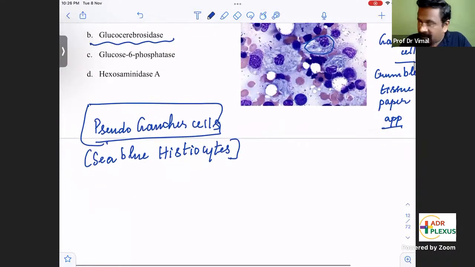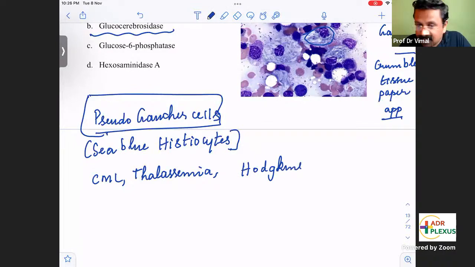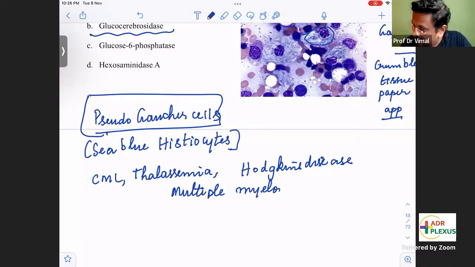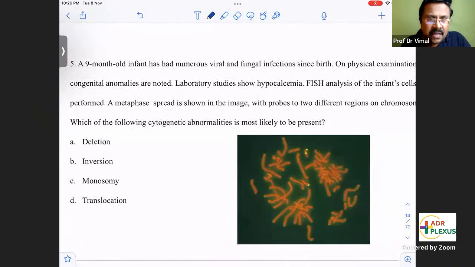Which conditions? It is seen in CML, thalassemia, Hodgkin's disease, and also in multiple myeloma. Please remember these conditions. Pseudo Gaucher cells or sea blue histiocytes are seen in CML, thalassemia, Hodgkin's disease, and multiple myeloma.